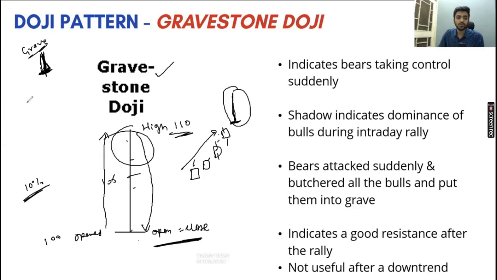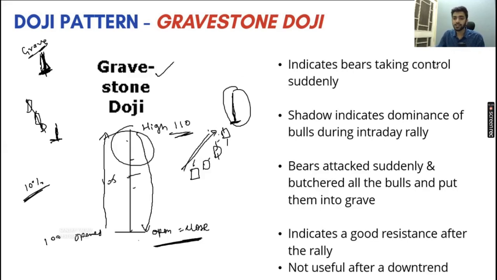If the stock is already in a downtrend, it doesn't make much sense, right? Because the bears are already in force. That's why the prices are falling. So if the stock is already in a downtrend and then you see a gravestone doji, it is not signifying that the price can change. It's simply telling you that the entire trend might keep continuing. However, if you see this after an uptrend, then it's useful.